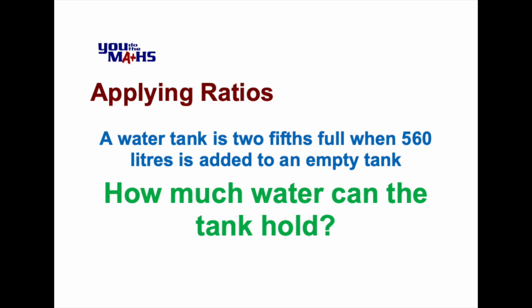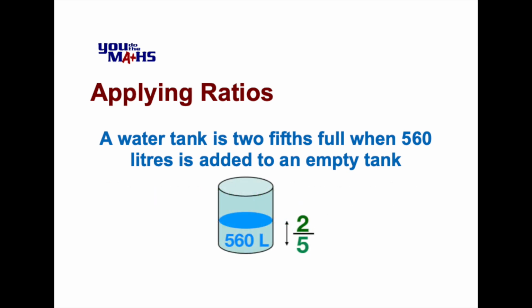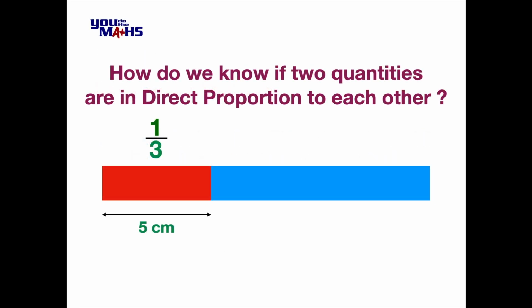Well, we've got two quantities to compare. One of them is the fraction of the tank that's full of water, and the other is the capacity or the amount of water that's in the tank. So we've got two things to compare, and that suggests that we can use ratios. But how do we know for certain that we can use ratios? Well, what we need to do is establish that the two quantities are in direct proportion to each other. So let's have a look at another case to see how we can do that.